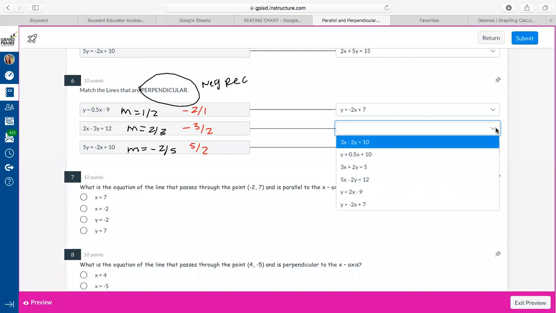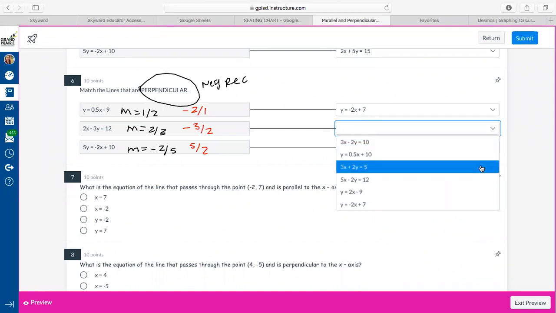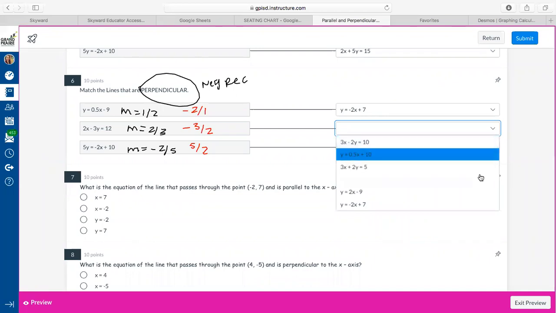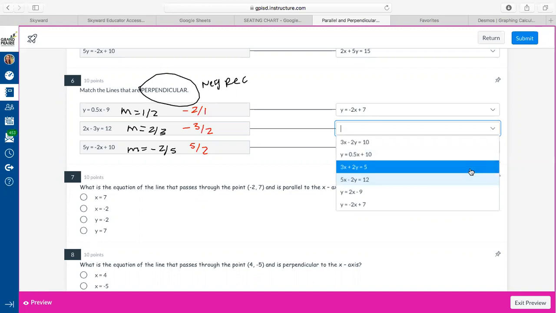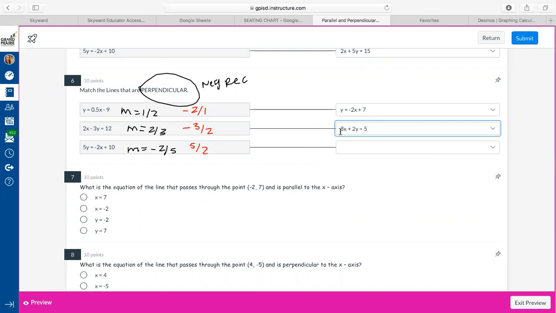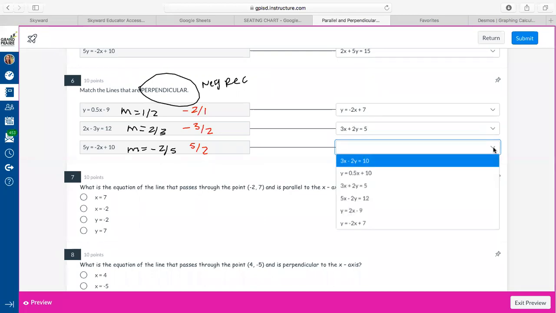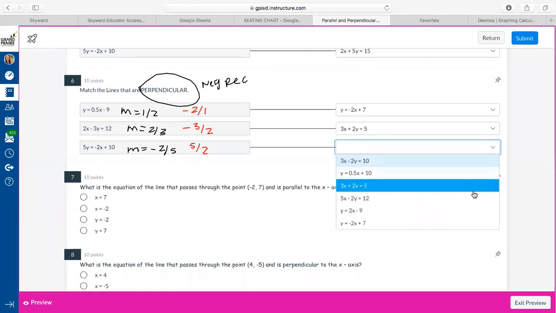All right, what about this one? Yes, this is it, 3x plus, not minus, no, wait. It's plus 2y equals 5. Yes, 3x plus 2y equals 5, because this has a negative 3 over 2 slope. And then the only one that's left is 5x minus 2y equals 12.